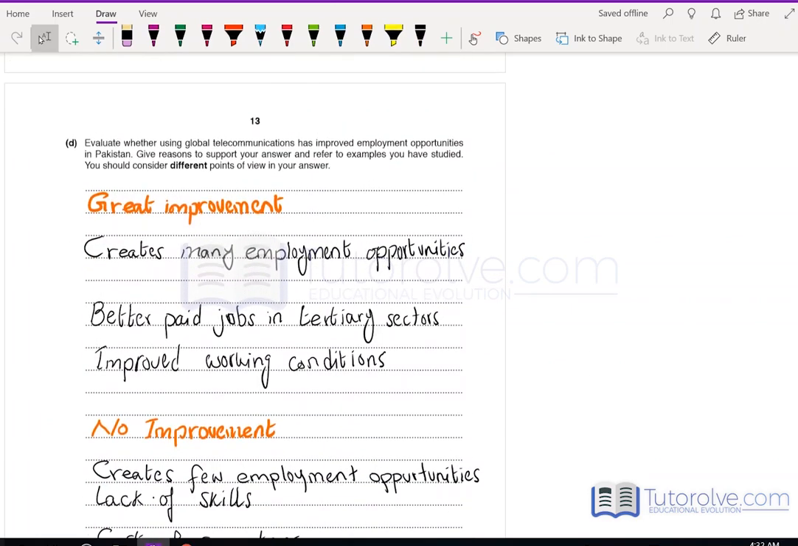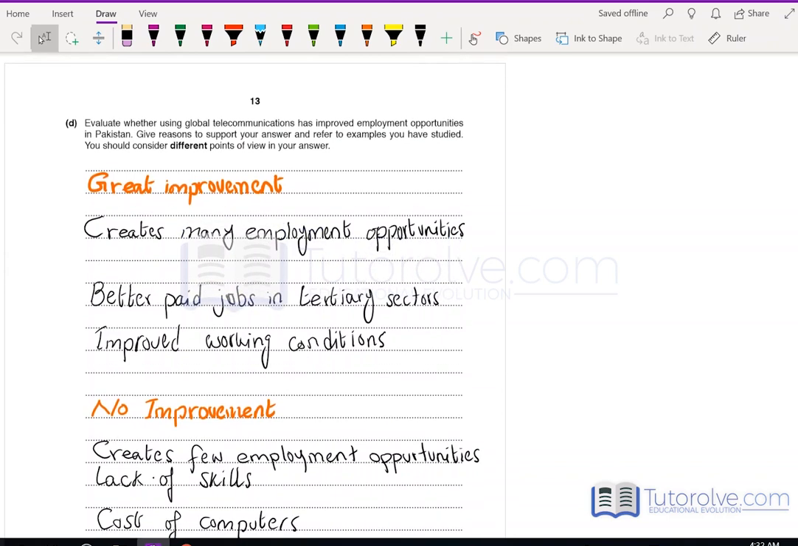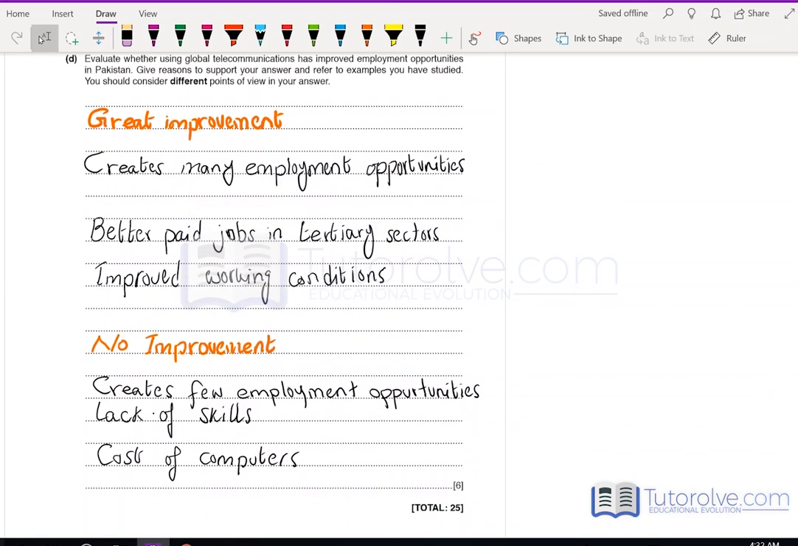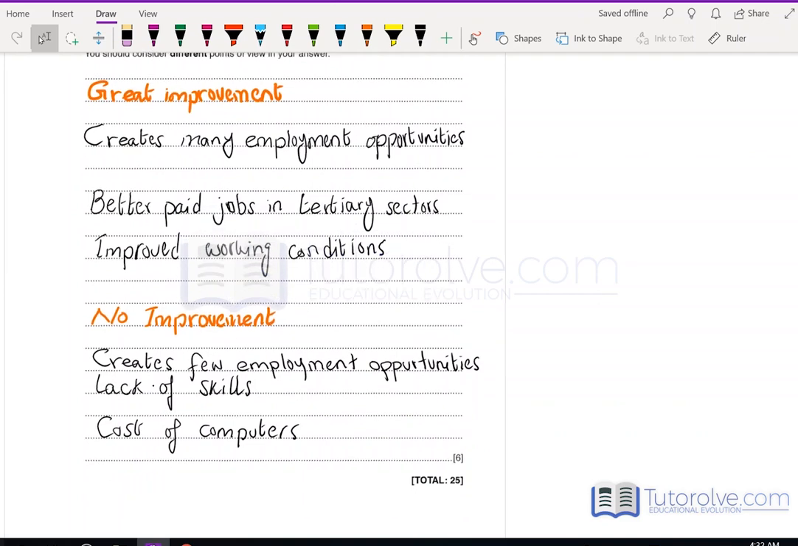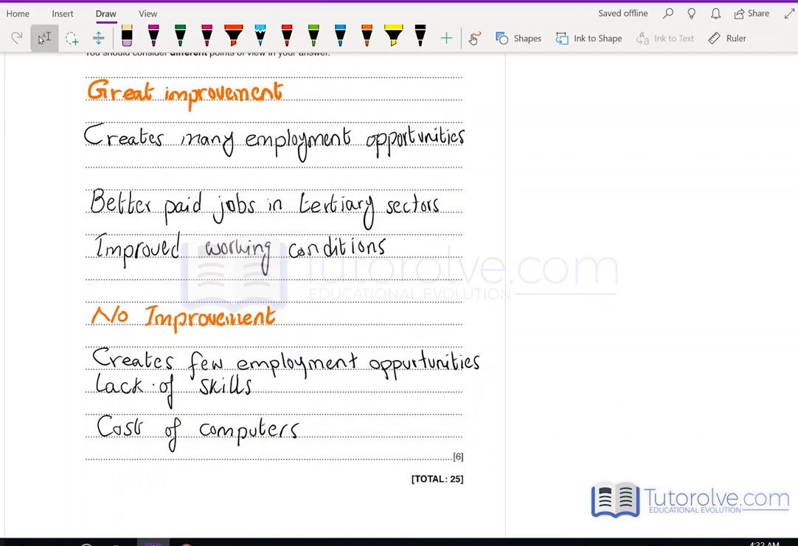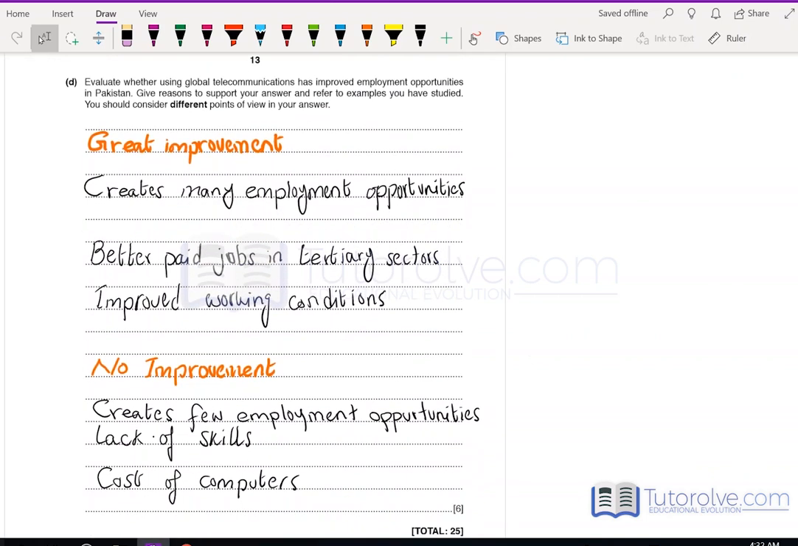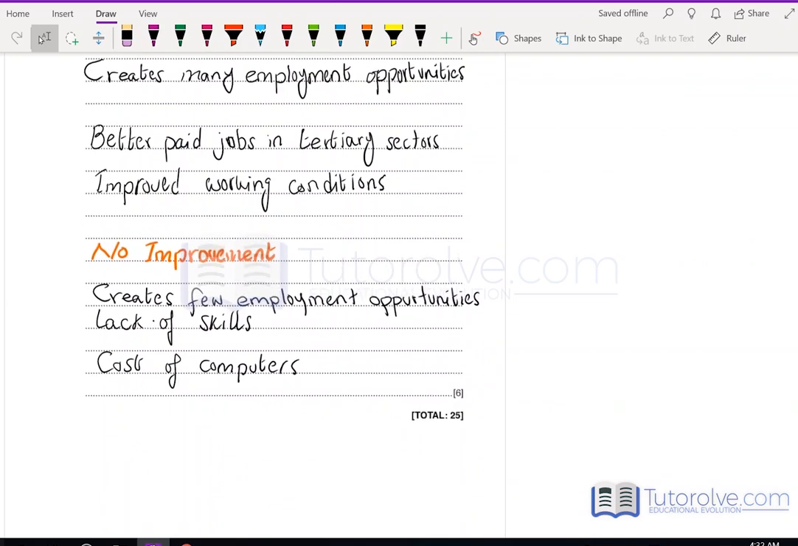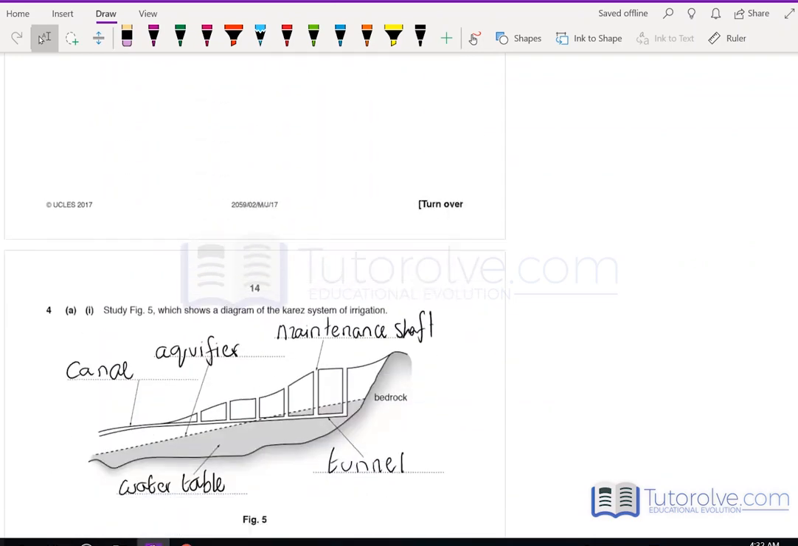Whether using global telecommunication has improved employment opportunities in Pakistan, give reasons to support your answer and refer to examples you have studied. You should consider different points of view in your answer. So, why has telecommunication improved things? Because it has created a lot of employment opportunities. There are better paid jobs in the tertiary sector, and there are improved working conditions. Another view is that there has been little to no improvement. Why? Because there are few employment opportunities, a lack of skills, and a lot of cost for computers.